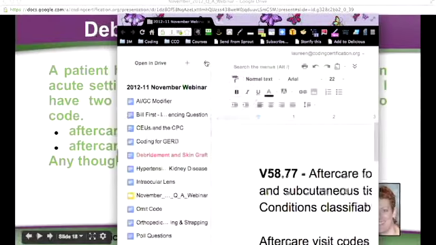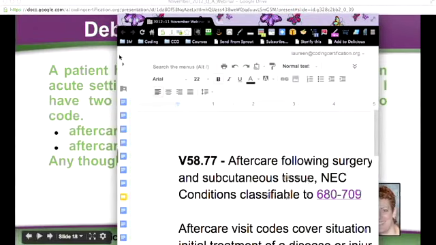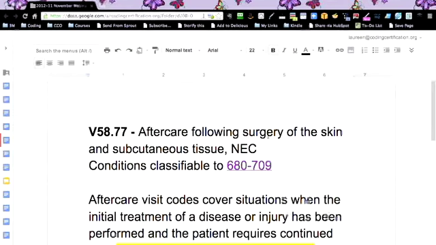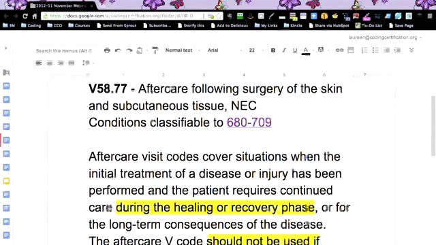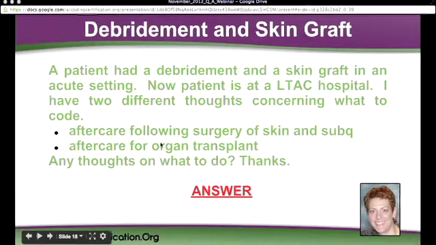And I looked up the V code or the aftercare code for the surgery of the skin. To me, that's what this is. It isn't a prosthesis or anything like that. Let's see, what did it say here? Organ transplant. Yes, it's skin and you can view it as a transplant, but because there is a code for skin and it came out and said debridement and skin graft, that's the one I would go with.